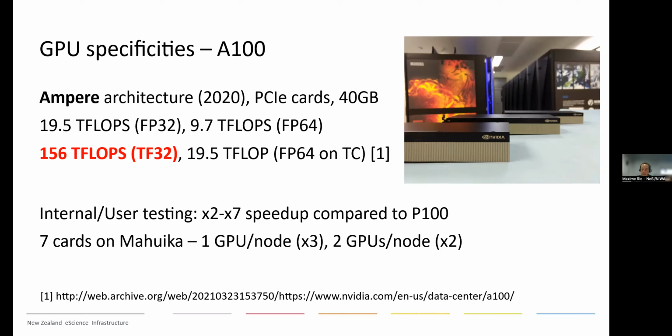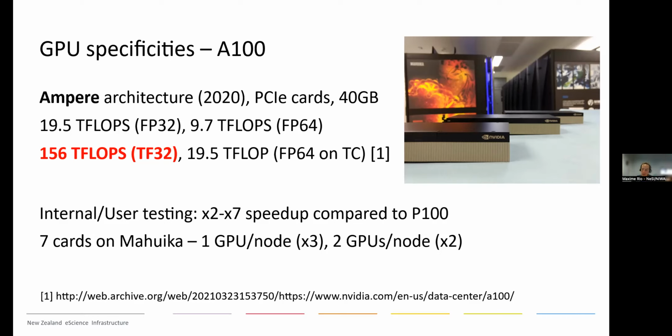However, there is this nice thing that I've highlighted here in red, which are these 156 teraflops of TF32. What's TF32? We'll get back to this in a moment, but in a nutshell, it's what's called TensorFloat 32. And also 20 teraflops double precision if you use the tensor cores, abbreviated here with TC.